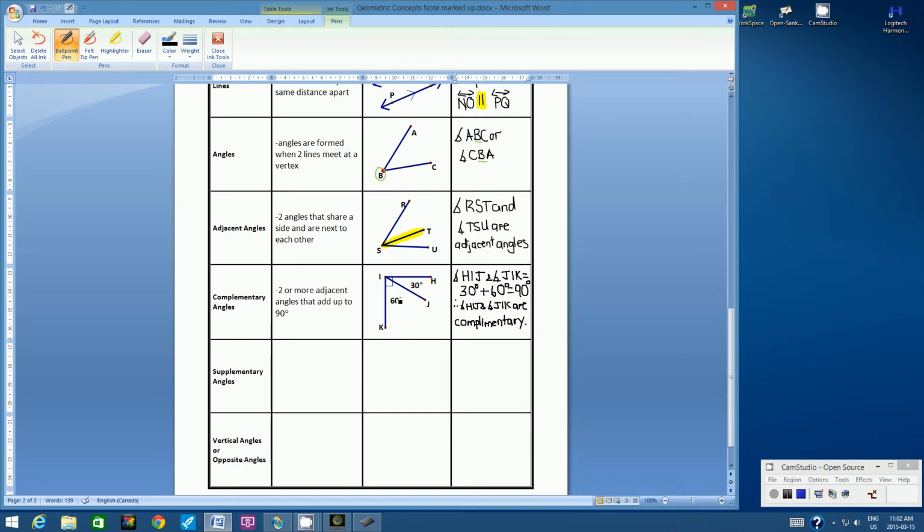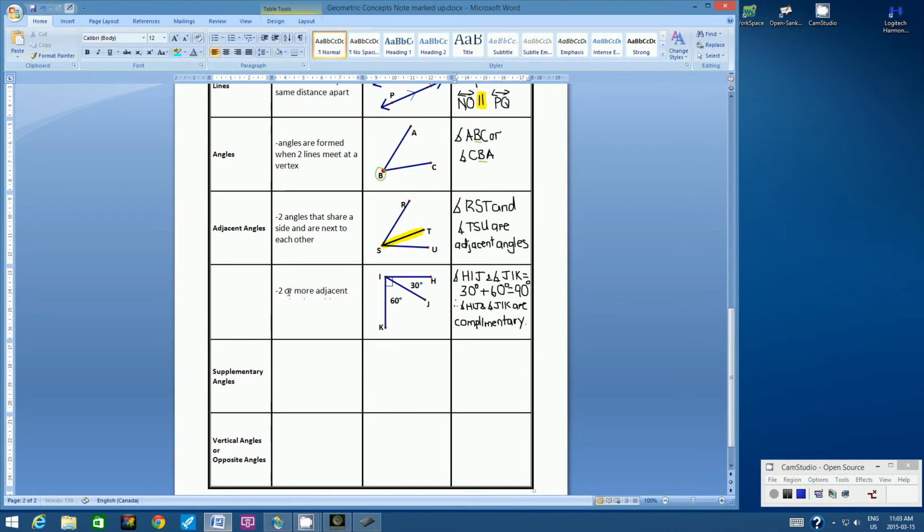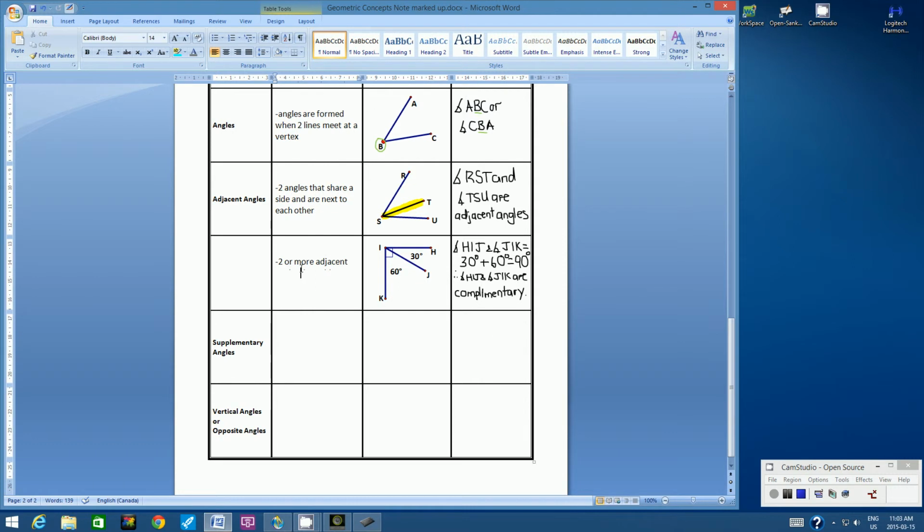So if I were to ask you, well, if one of the angles is 60 degrees, what is its complement? Well, its complement is 30 degrees. And if I gave you 30 degrees and I asked what would its complement be, its complement would be 60 degrees. Okay? All right, so if you understand complementary angles, then supplementary angles are quite similar but different.